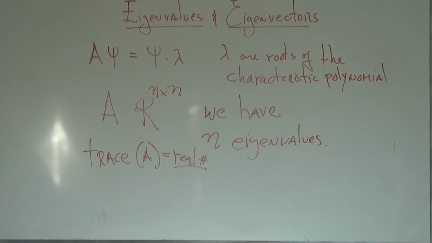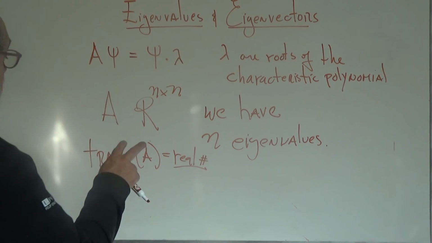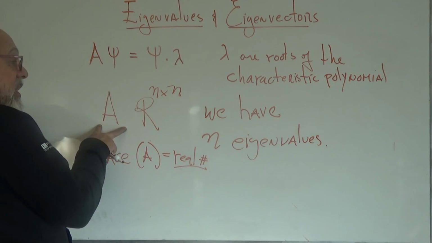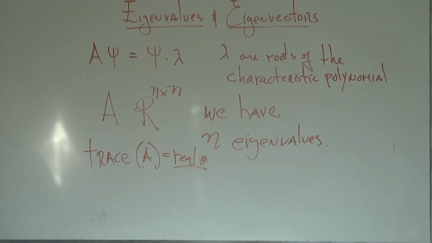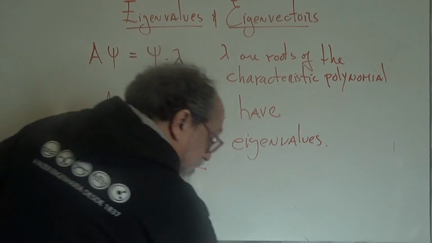And because we know that the sum of the eigenvalues of a matrix is equal to the trace, then we know that the sum of the eigenvalues is real. So the point is that A is real, the eigenvalues may be complex, but if they are complex, they have to come in complex conjugate pairs, so that when they get added, the answer is real.